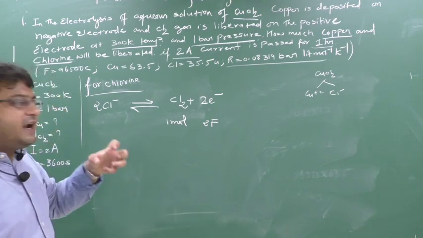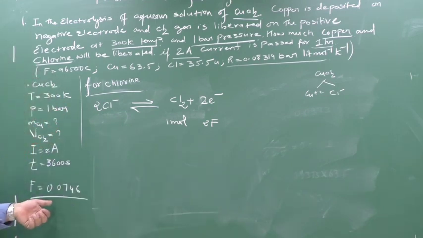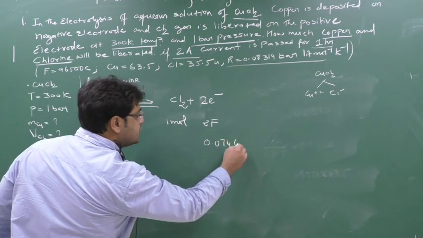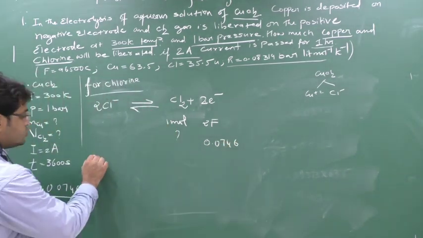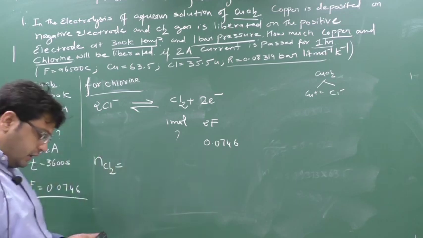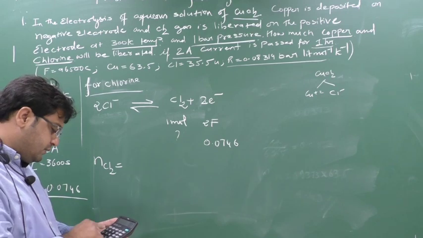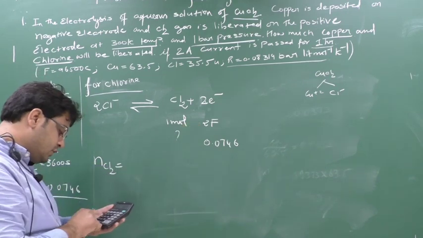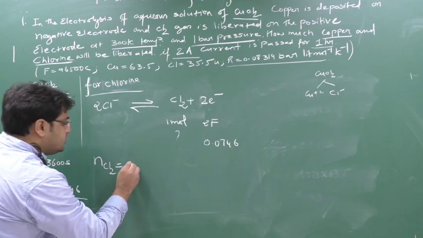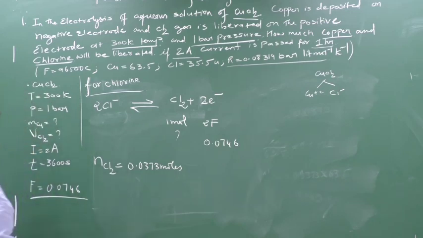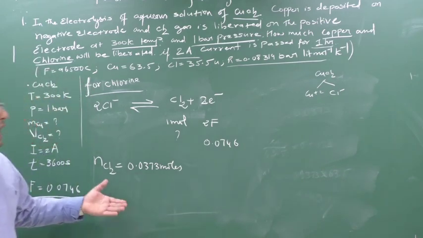How much Faraday have we actually calculated? The Faraday calculated was 0.0746. So how much chlorine? The moles of chlorine will be, you don't use a calculator, I will use a calculator, 0.0746 multiplied by 1 divided by 2. I will get the answer 0.0373 moles. Clear, students?